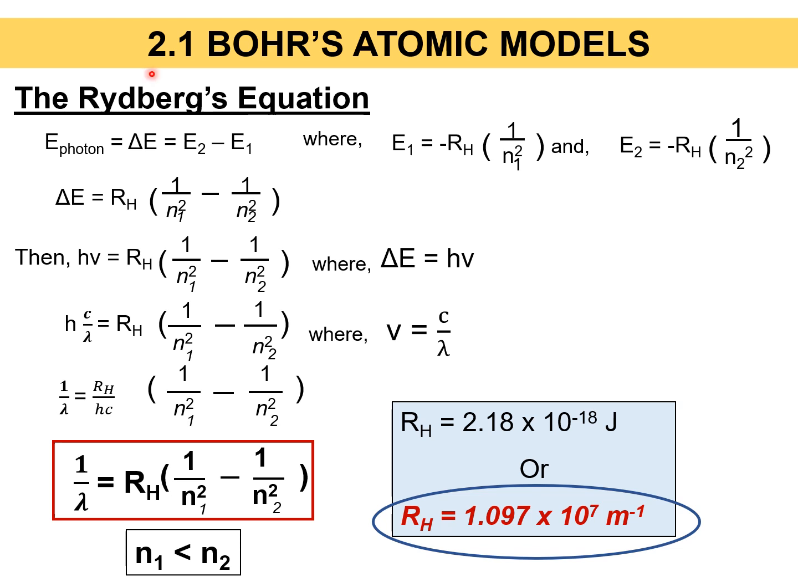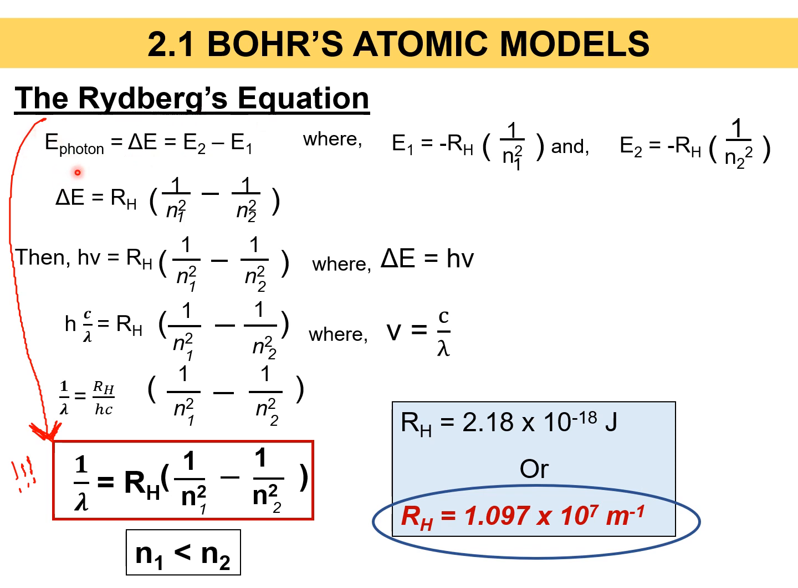The next thing that you need to know in Bohr's atomic models is the Rydberg's equation. So, what is Rydberg's equation? Basically, Rydberg's equation adalah this formula. Okay, so you just kena tahu je this formula, kena hafal this formula. So macam mana you dapat this formula? You dapat this formula melalui this mathematical expression.